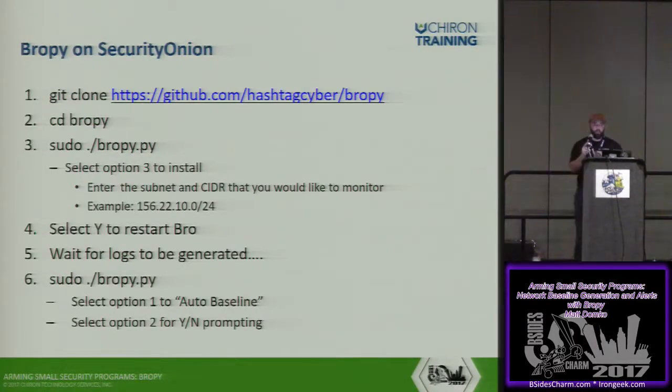So just to recap my awesomely failed demo, I'm sorry about that. You just git clone, change directory into it, and run Bropy, tell it to install. Once it's done, gather your traffic, you'll have logs. Run Bropy again, and either step through each individual log and say yes, no, or have it auto-generate and then manually take a look at the lists.